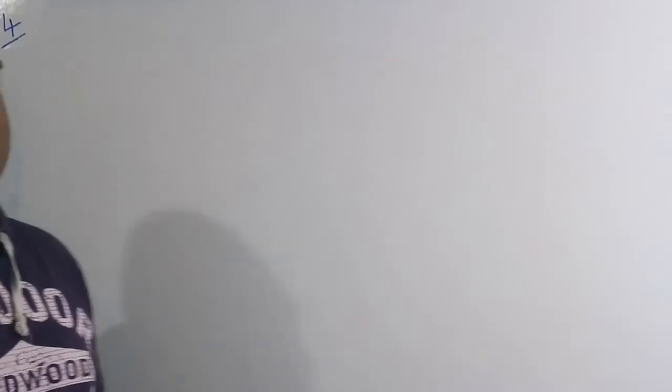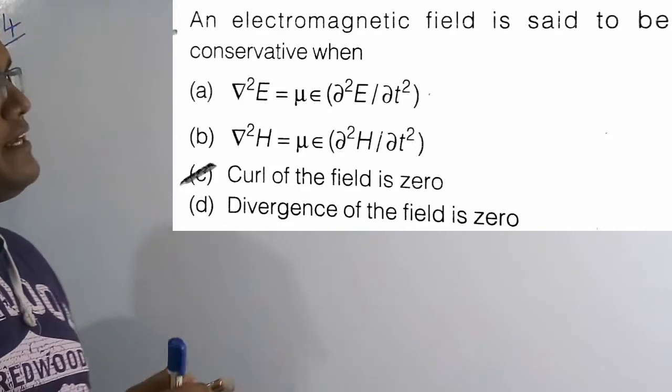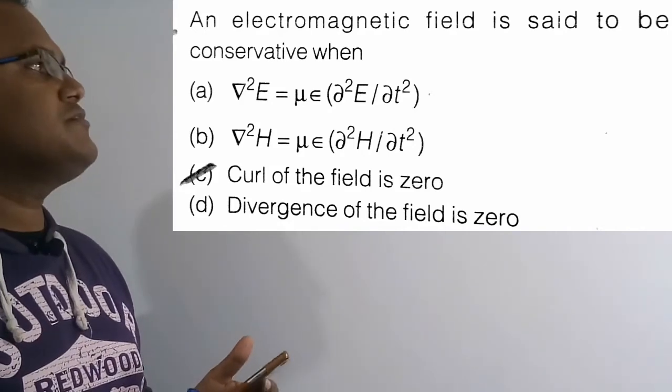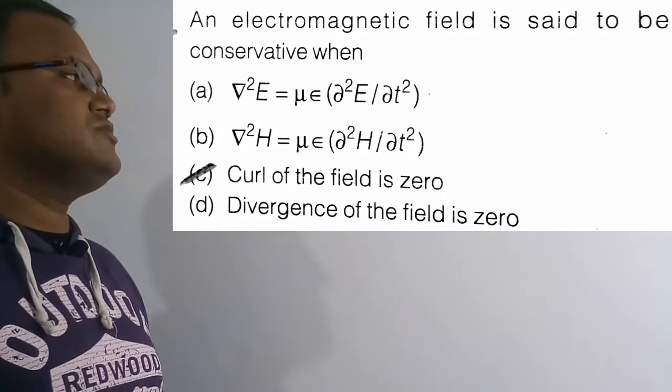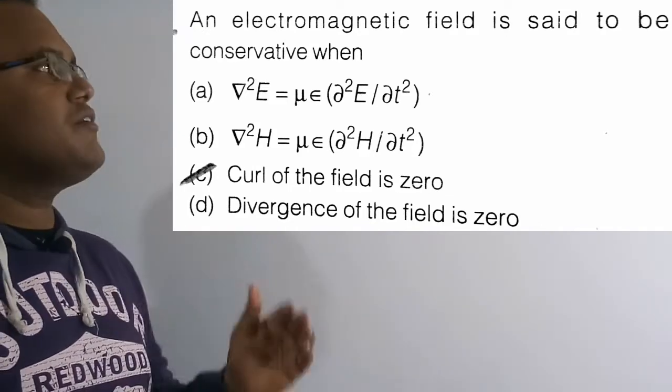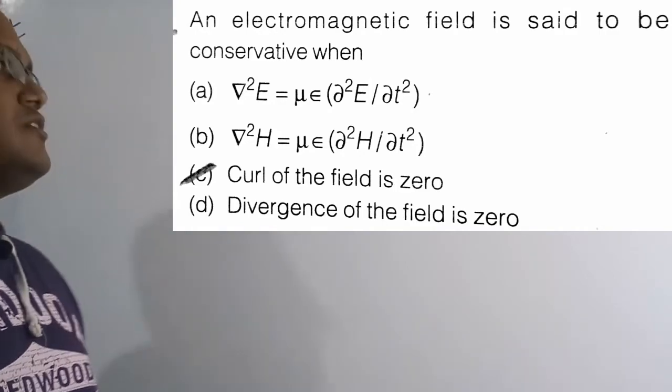Now we are going to solve the fourth question. See the question here: an electromagnetic field is said to be conservative when? At what condition is the electromagnetic field said to be conservative? Out of these four options, option C is the correct solution. Whenever the curl of the field is equal to 0, we say it is a conservative field. So let's solve this.